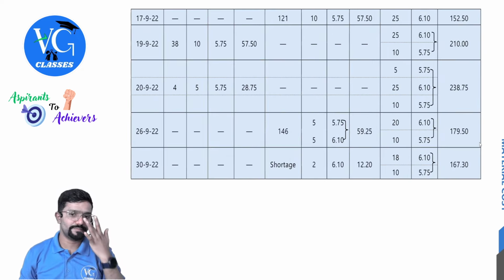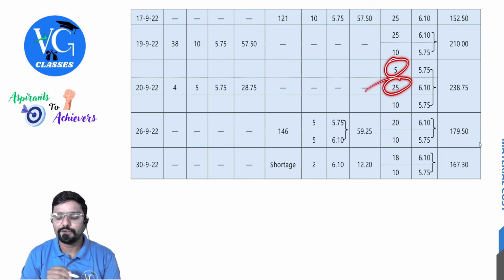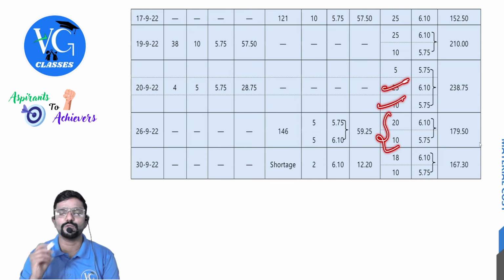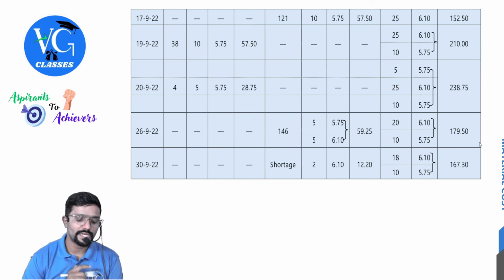Then 26th, there is an issue of 10 units. 5 from here, 5 from here, guys. So 5 is completely empty. Remaining here, 20 out of this and 10 out of this is the closing stock. Okay, sir.